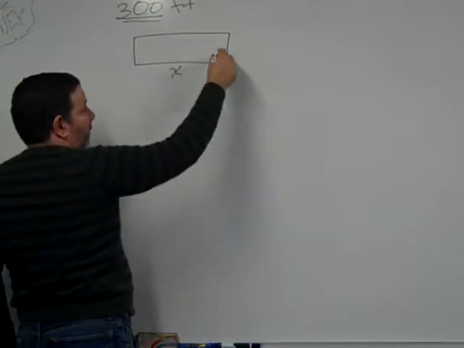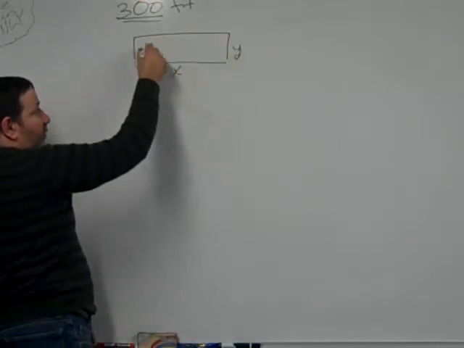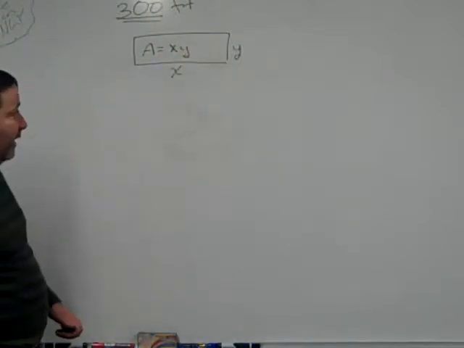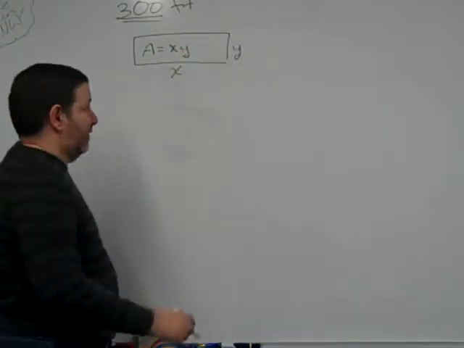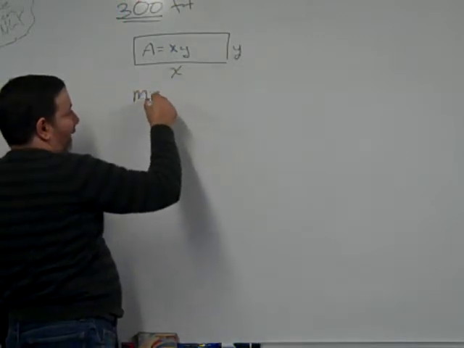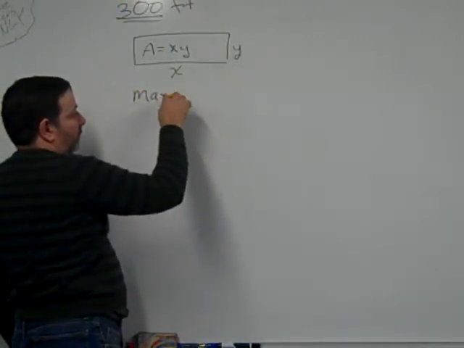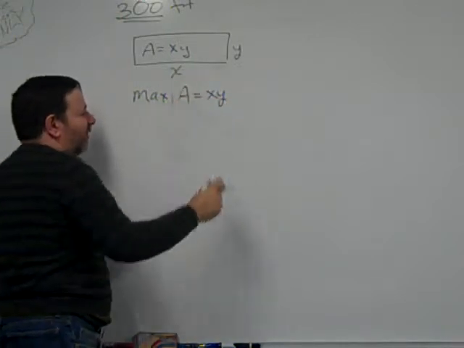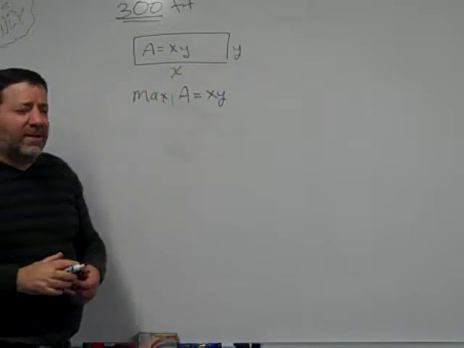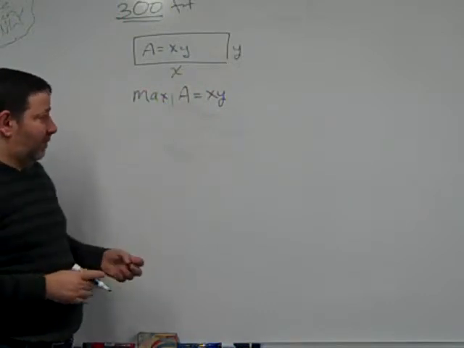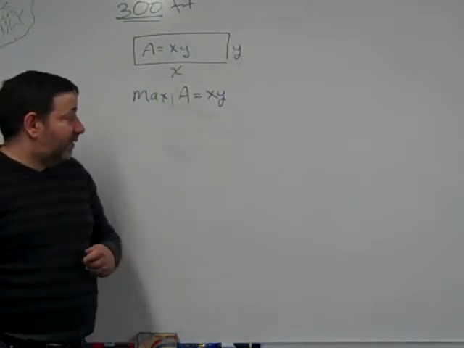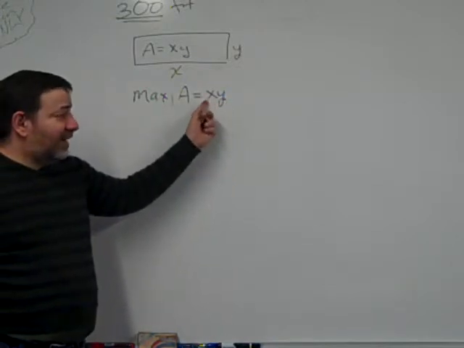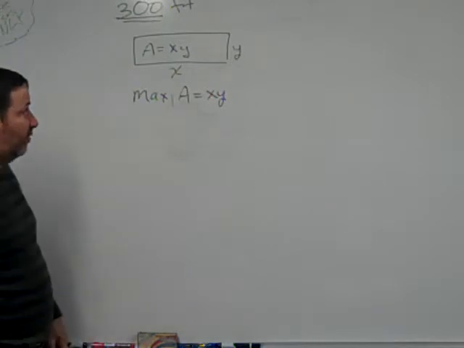So I call this X and that Y. So right now, the area is X times Y. And I want to maximize that. I want to maximize A equals XY. But now, when you want to maximize something, especially in Calculus 1, you can only have one variable. So somehow we have to get rid of one of these.